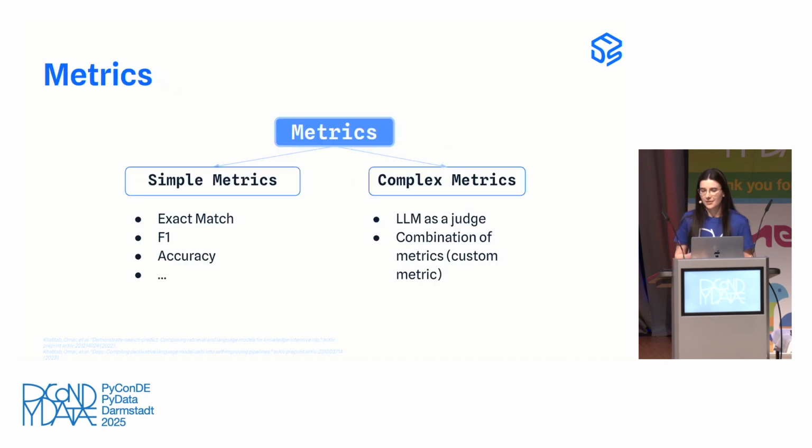Before we proceed with other methods, let us zoom into an important component of this process, the metric. The metric is what tells us whether a model's output is good enough to be saved as a demonstration. In simple cases, we can use traditional metrics, for example, exact match, F1 score, accuracy, etc.